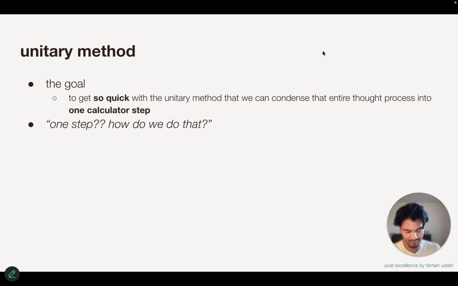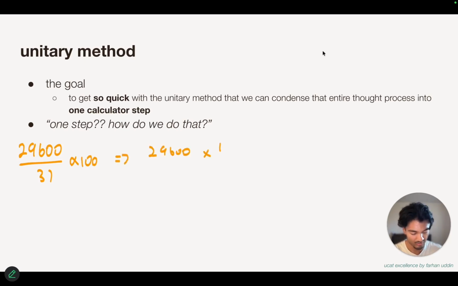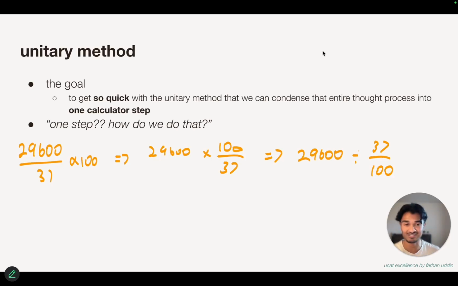So here's what we did, right? We got 29,600 and we divided it by 37 and then multiplied by 100. That's essentially what we did. So I'm going to rewrite that times 100 over 37. Now I'm going to rewrite that as 29,600 divided by 37 over 100. All I'm doing is expressing the same thing in just a different format. And all I've done here is literally just flip the fraction around and change the sign.